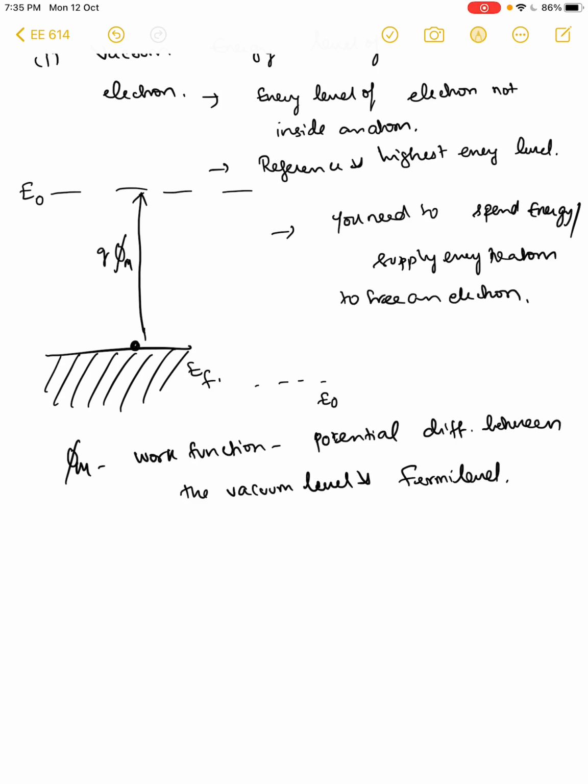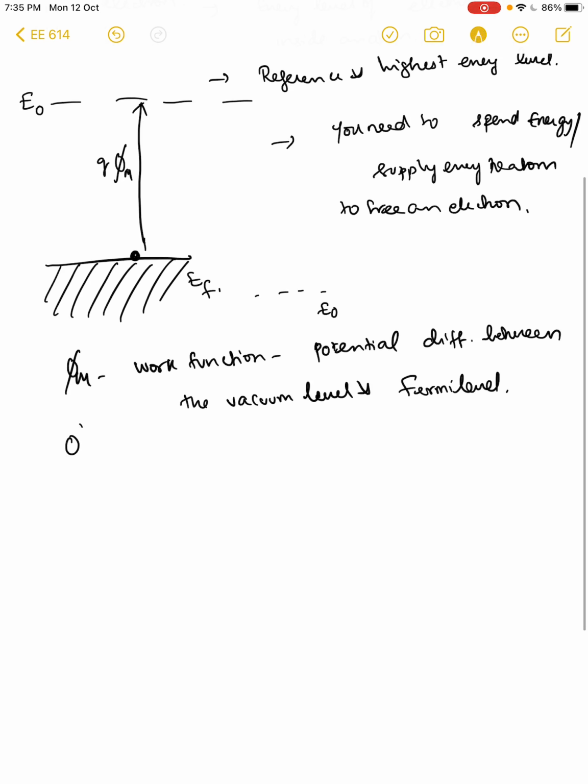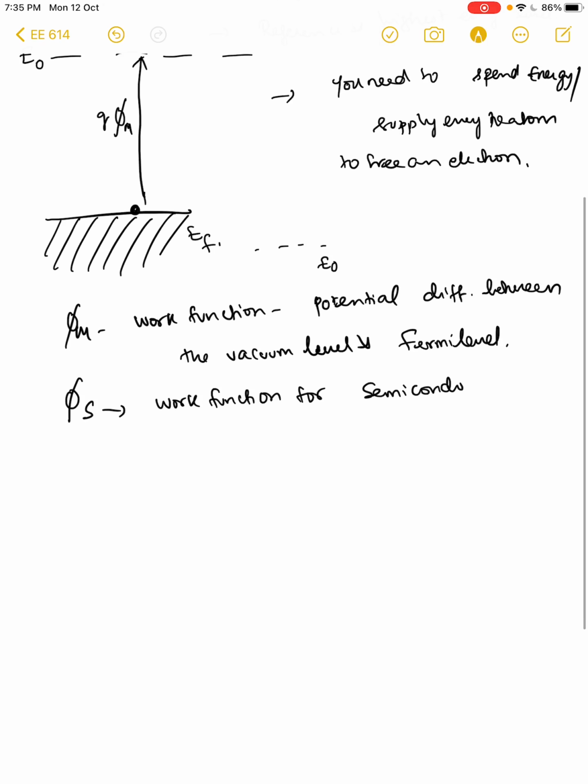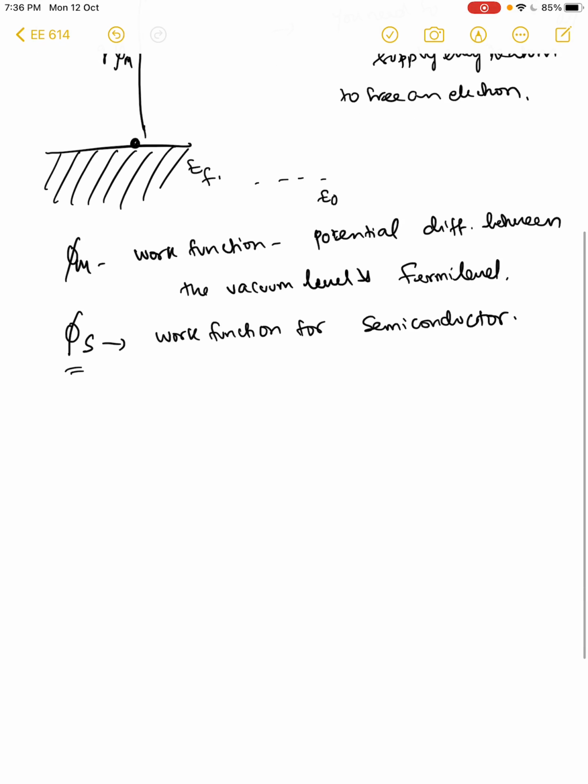Psi m means for metal, psi s is the work function for semiconductor. We will very soon see why this does not really make any sense, because most of the time the work function or the Fermi level in a semiconductor lies in the forbidden energy gap, right? So you typically do not have any density of states at the Fermi level, so you do not take an electron from the Fermi level and take it to the vacuum, right? So psi s is typically a hypothetical number. We won't deal with psi s mostly.